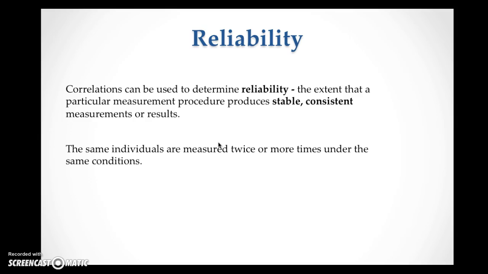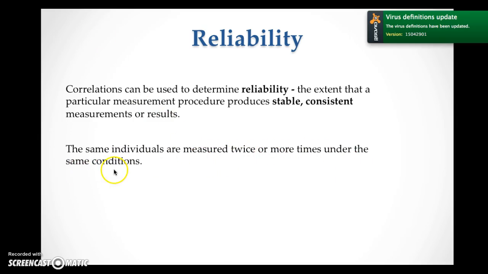In addition to predicting relationships in a systematic way and also evaluating the validity of measurement procedures, correlations can be used to determine reliability or the extent, again, that a particular measurement procedure produces stable and consistent measurements or results. In other words, a reliable measurement procedure produces the same or nearly the same results when the same individuals, and this is important, the same individuals have to be measured twice or more times under the same conditions.